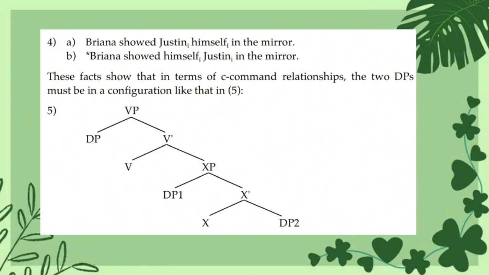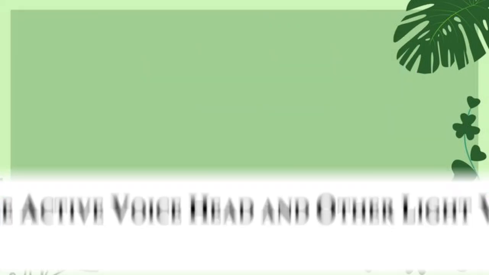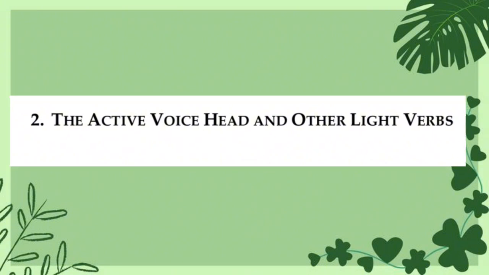We have 4A. Brianna showed Justin himself in the mirror. Number 4B. Brianna showed himself Justin in the mirror. These facts show that in terms of c-command relationships, the two DPs must be in an asymmetric configuration. Let's proceed to the next part.